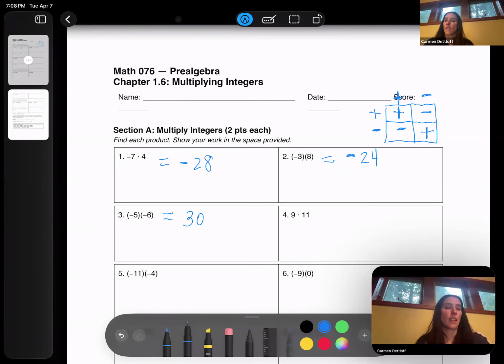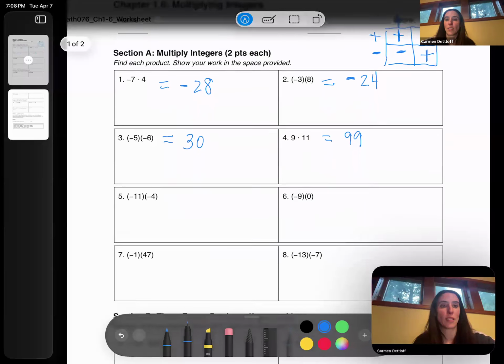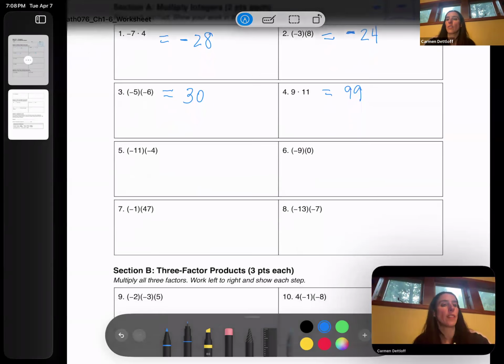Okay. Number 4, 9 times 11. They're both positive, so I'm going to have a positive answer. 9 times 11, what is that? If you're not sure, you can use your calculator. I'm going to use my brain. 9 times 11 is 99. Okay, let's keep going. These are winners. I'm going to let you try number 5 on your own.